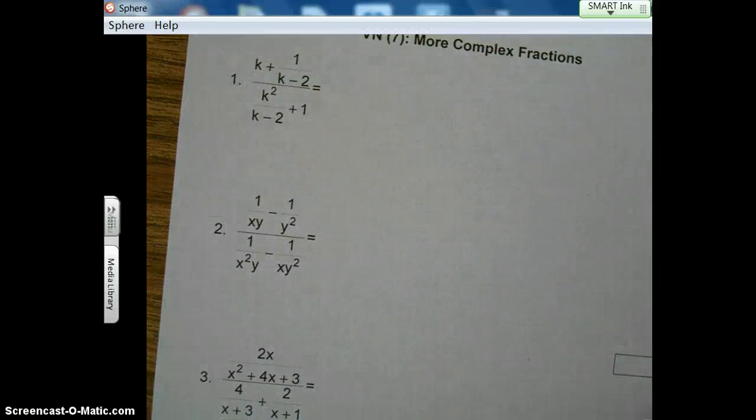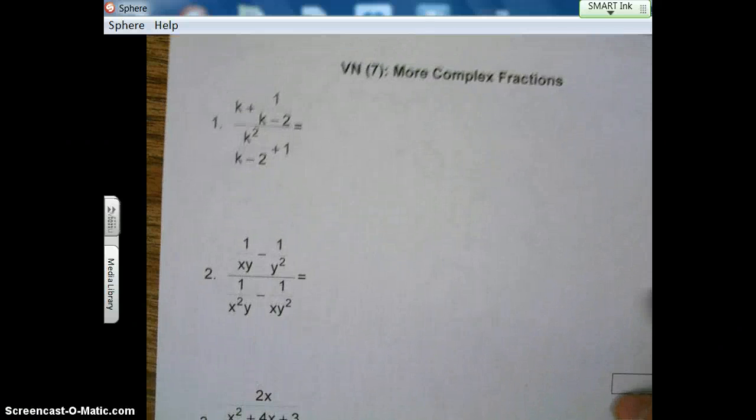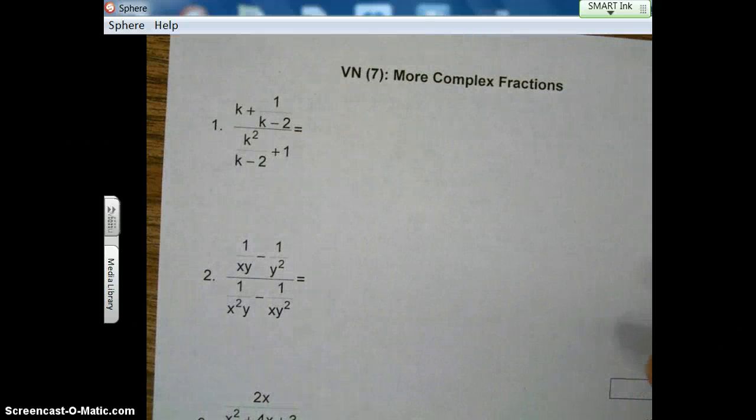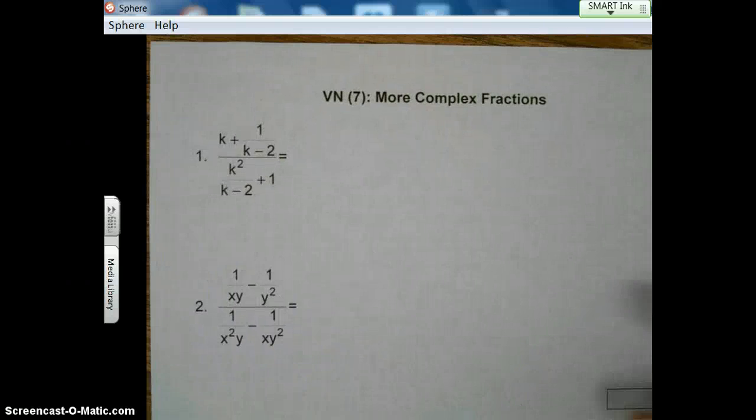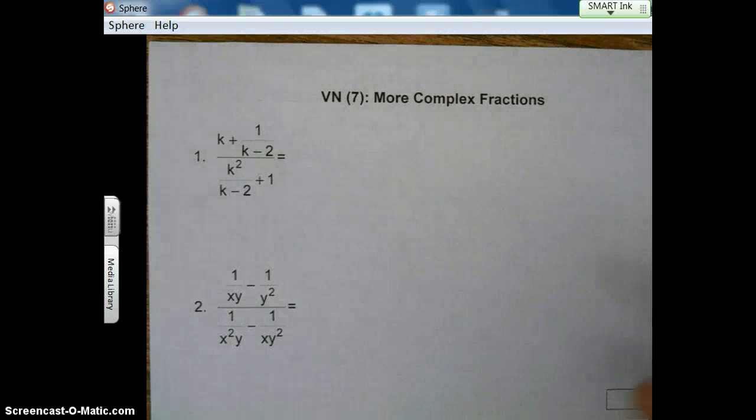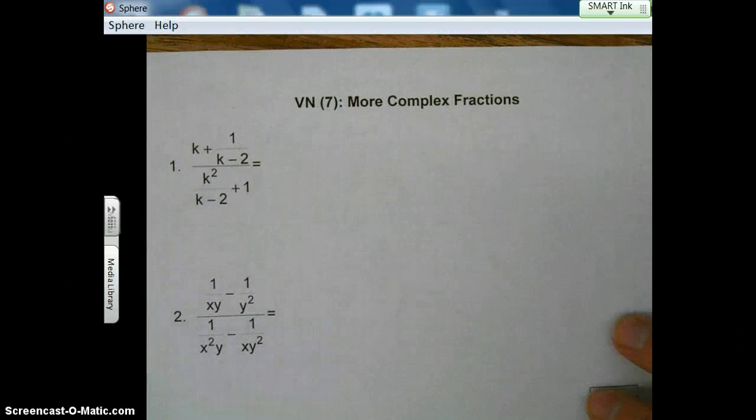Hey guys, just what you wanted to see, more complex fractions. Math is complex as you go deeper and deeper into it, but as you learn more of it, it becomes less complex. So let's take a look at this, and let's do a few of these.